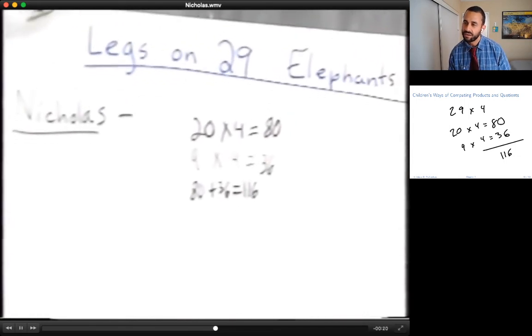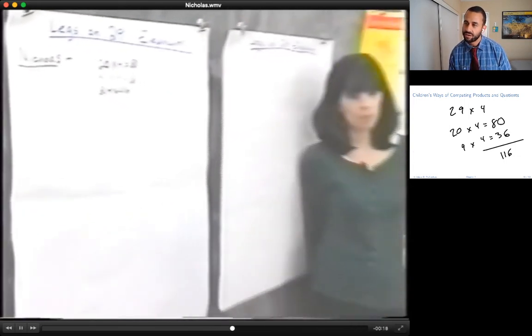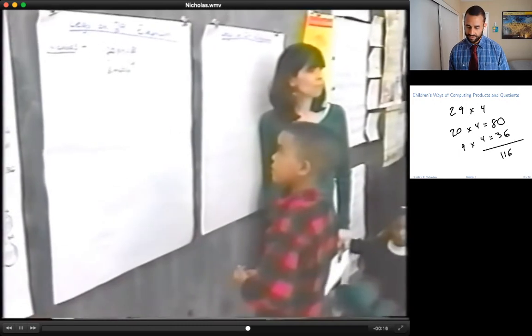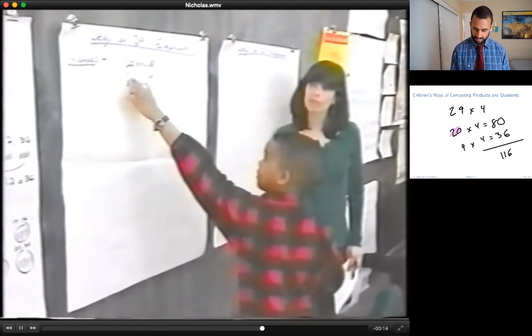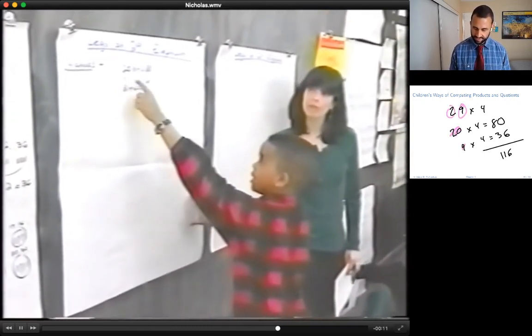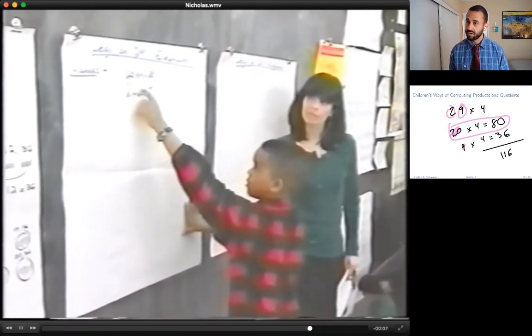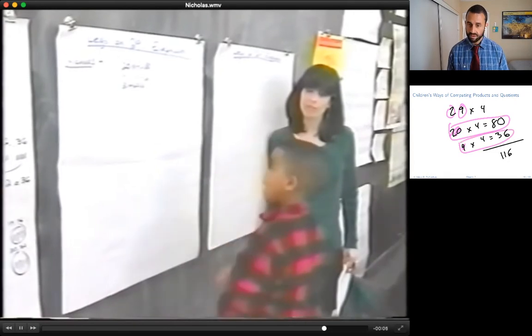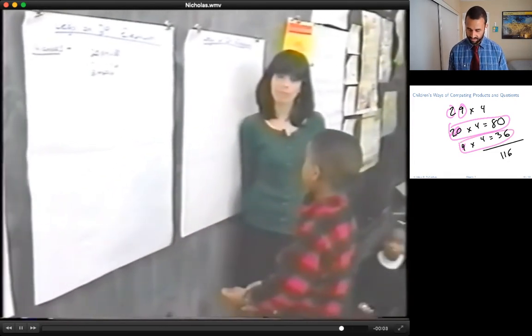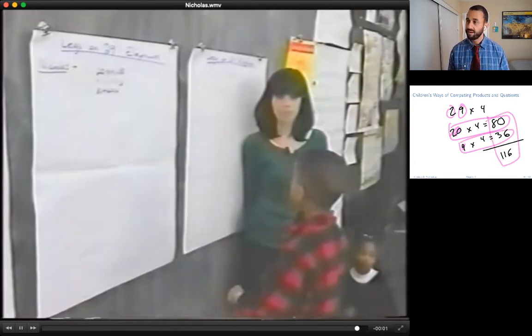Those numbers came from that you used? I got the 20 from the 29, I got the 9 from the 29, and I knew that 20 times 4 equals 80, and I knew that 9 times 4 equals 36, and then I added 80 plus 36, which equals 116.